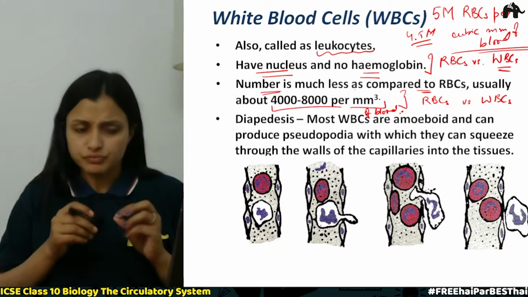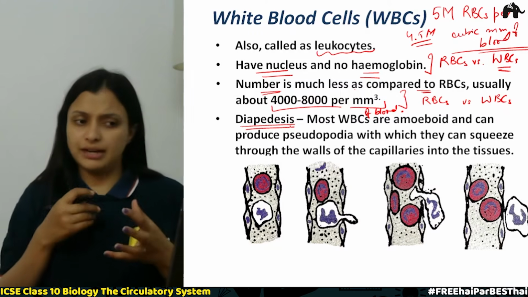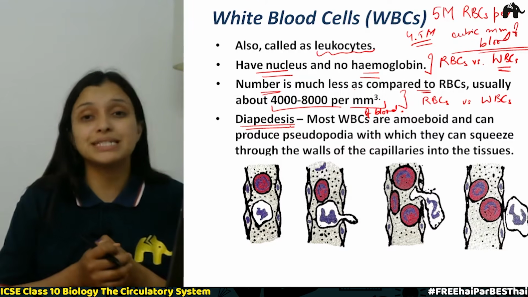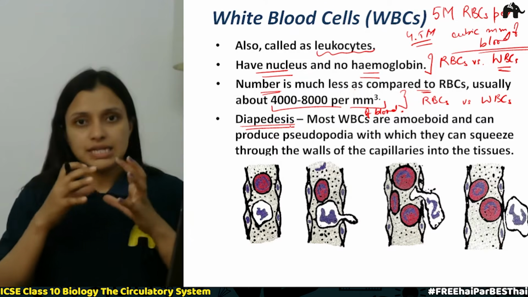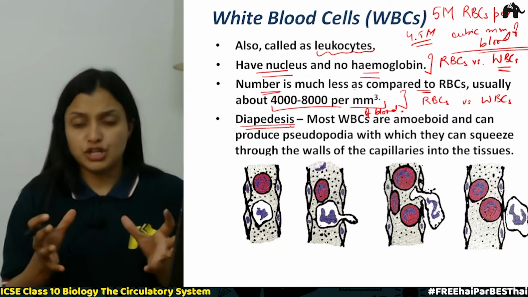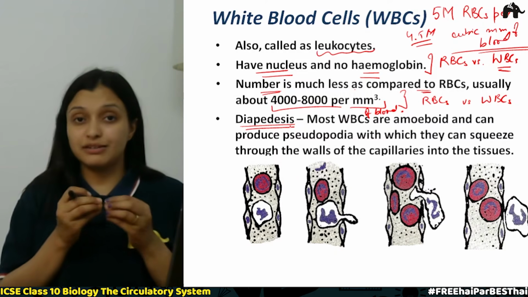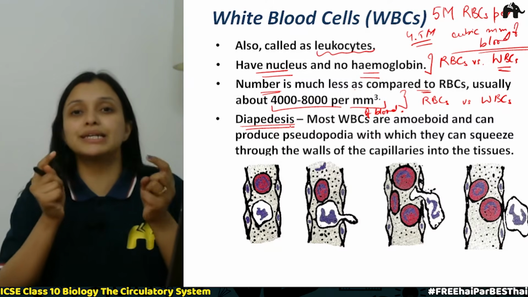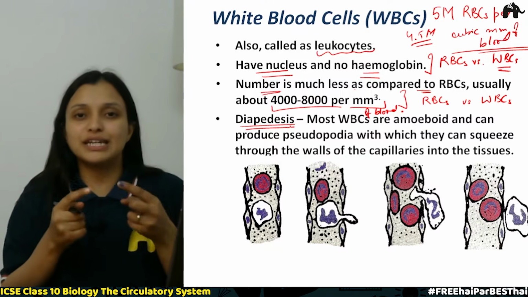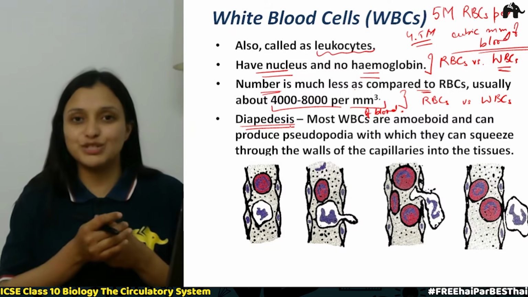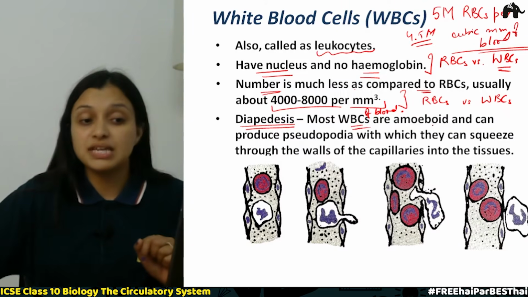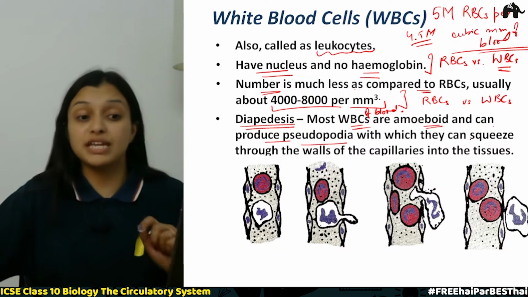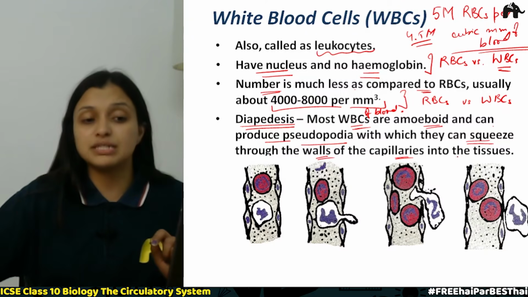Clear? Now, there is one very important term and the question sometimes comes in your exams also. What is this diapedesis, right? These WBCs do not have any fixed shape, like the amoeba. You remember amoeba, that very funny creature which changes its shape and forms pseudopodia to engulf food, right? The same funny behavior is shown by WBCs also, where most WBCs are amoeboid and they can produce pseudopodia with which they can squeeze through the walls of the capillaries into the tissues.